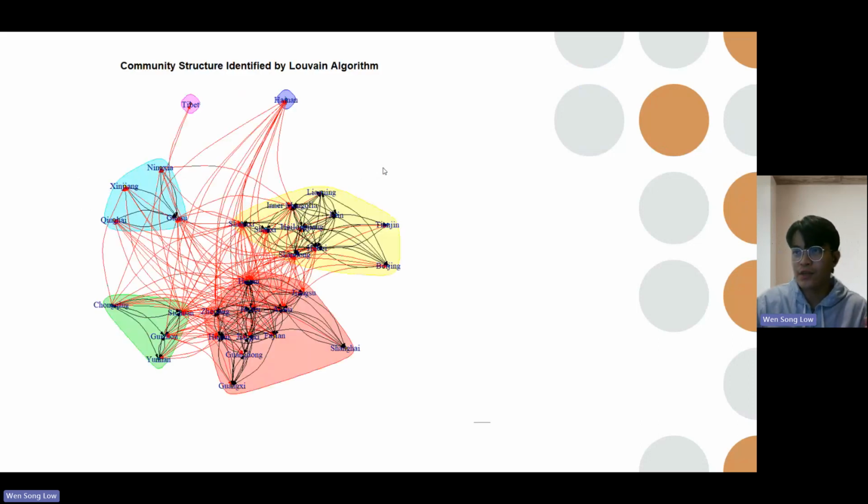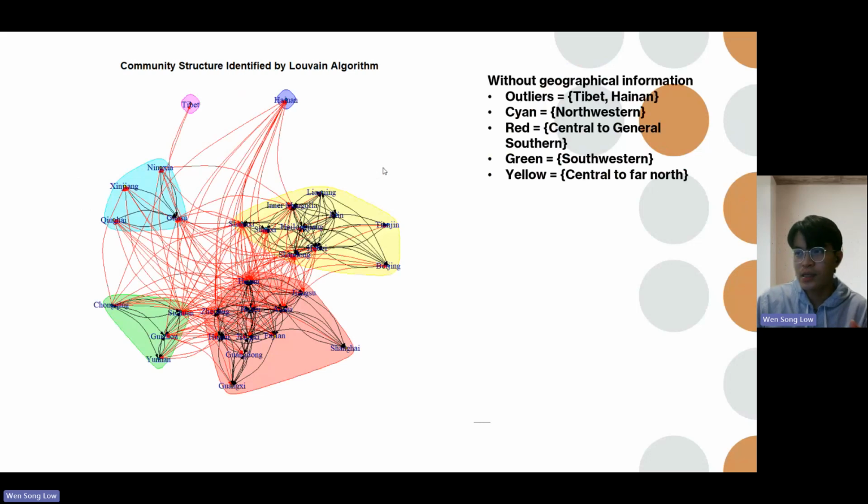And I find that the communities are well separated, in the way we would see provinces separated geographically in the real world. The cyan community describes the northwestern part of China. The yellow community is from the central to far north of the country, the red one is from central to general south of China, while the green one is the southwestern part of China.